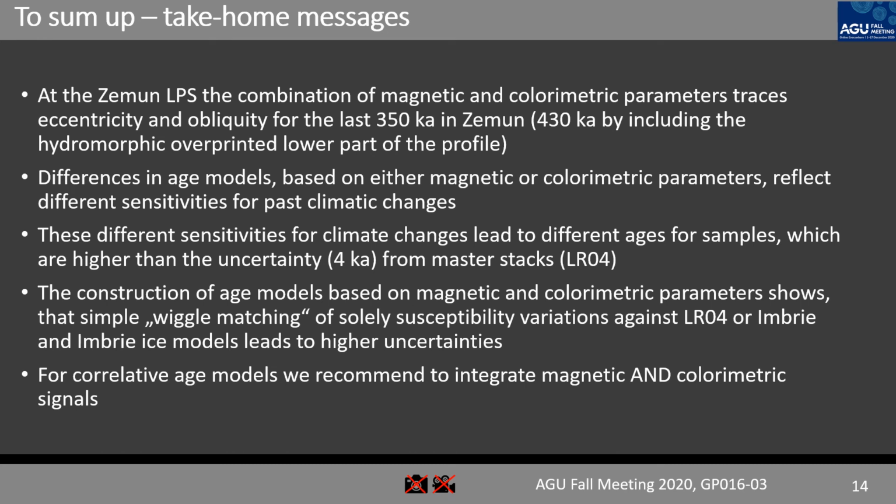The construction of an age model based on magnetic or colorimetric parameters shows that the simple wiggle matching approach of susceptibility variations versus, for example, the Lisiecki and Raymo stack or the Imbrie ice model leads to higher uncertainties. And this is the reason why we recommend to integrate magnetic and colorimetric signals.